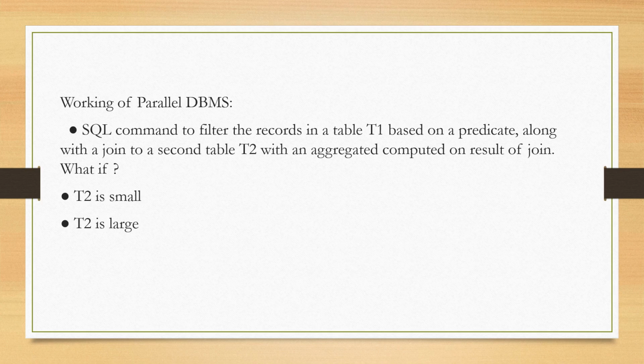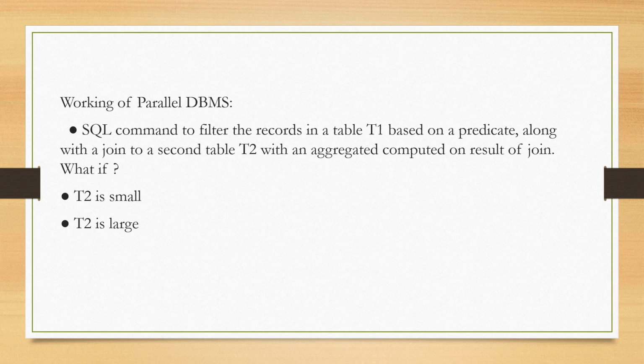Working of parallel DBMS. Consider an SQL command to filter the records in a table T1 based on a predicate, along with a join to a second table T2, with an aggregate computed on the result of the join. A basic sketch of how the command is processed in a parallel DBMS consists of three phases. Since the database will have already stored T1 on some nodes, partitioned on some attribute, the filter subquery is first performed in parallel at all sites, similar to the filter performed in a map function.